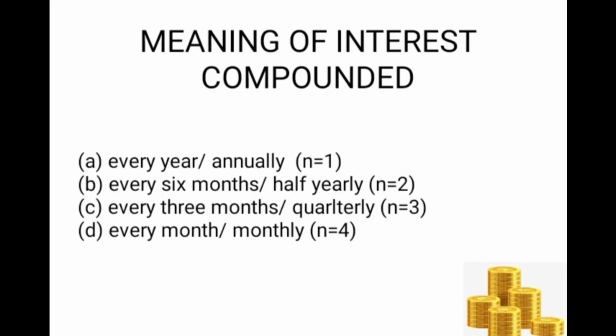Now, the meaning of interest compounded: annually, m equals 1. Every 6 months, or semi-annually, m equals 2. Every 3 months, or quarterly, m equals 4. Every month, or monthly, m equals 12.